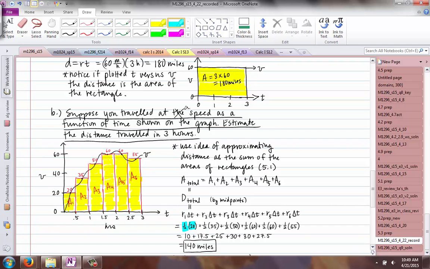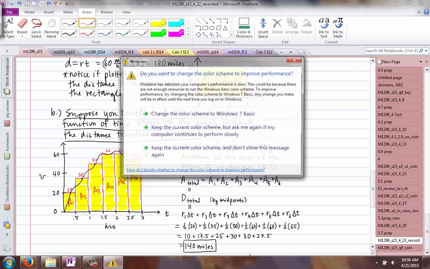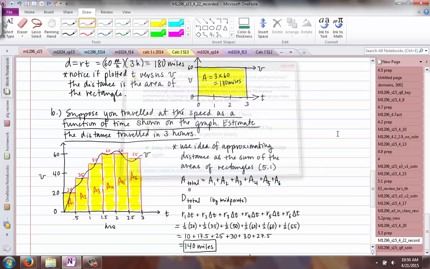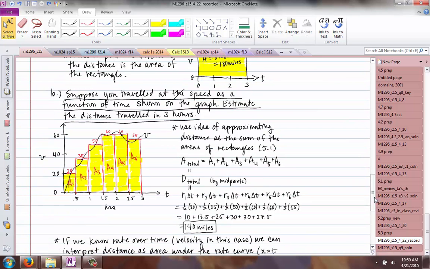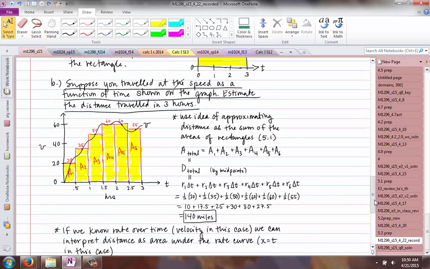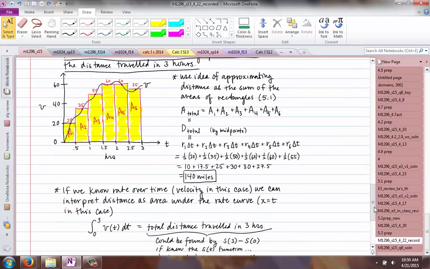And so continuing in that way, for each subinterval, what you would have is all these little RTs multiplied together for subintervals to get estimates of the distance for each subinterval. So this should look familiar. We get an answer of 140 miles. This is exactly what we did in 5.1. And this is exactly what a definite integral is.